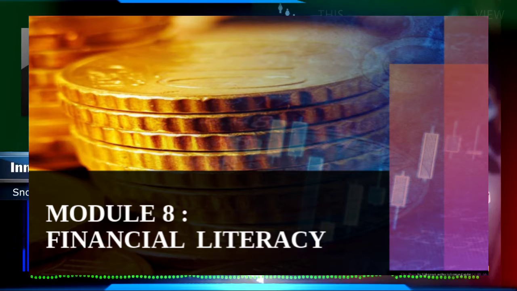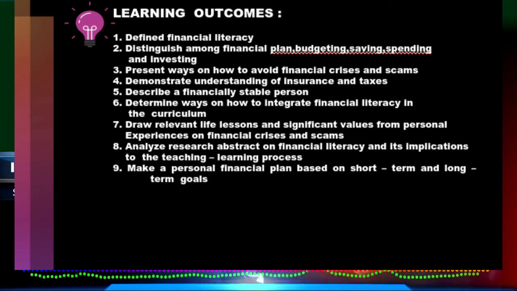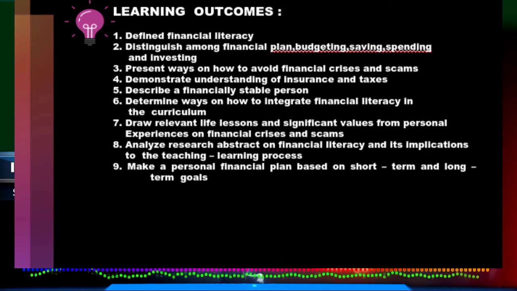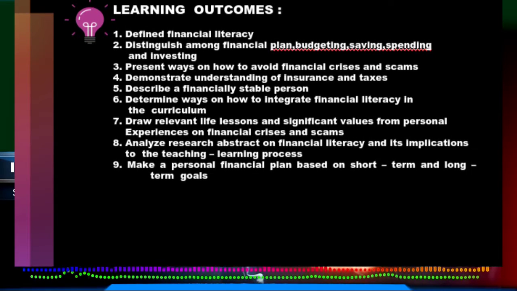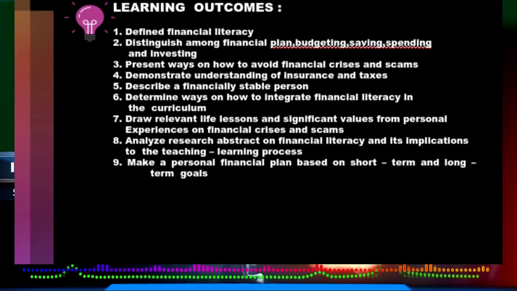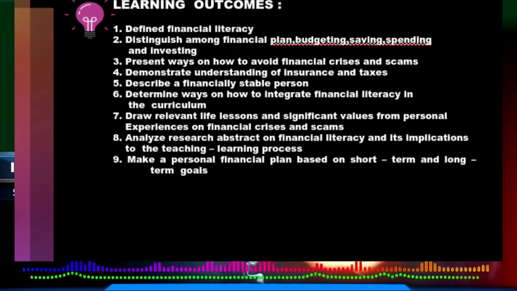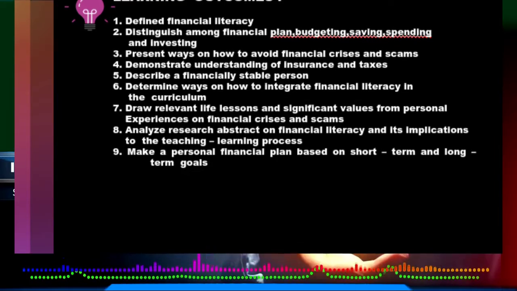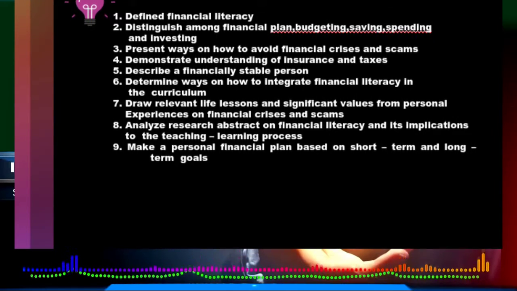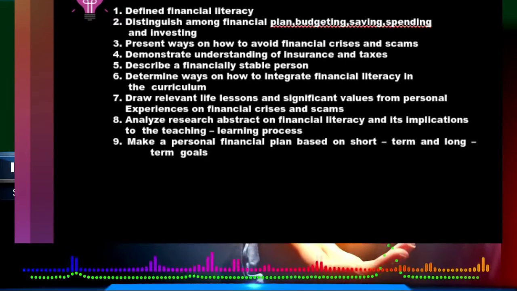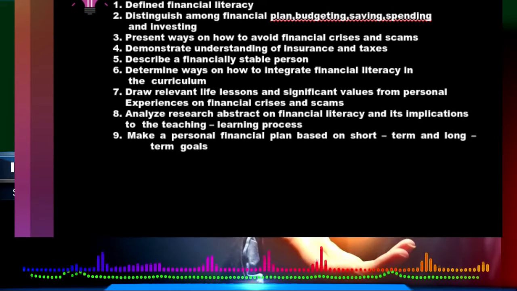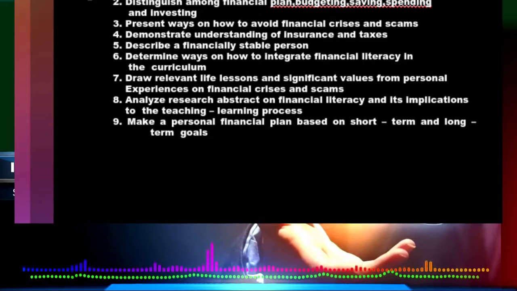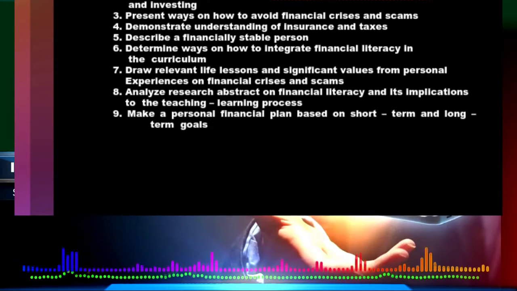So here are the learning outcomes. First, define financial literacy. Second, distinguish among financial plan, budgeting, saving, spending, and investing. Third, present ways on how to avoid financial crises and scams. Fourth, demonstrate understanding of insurance and taxes. Fifth, describe a financially stable person. Sixth, determine ways on how to integrate financial literacy in the curriculum.